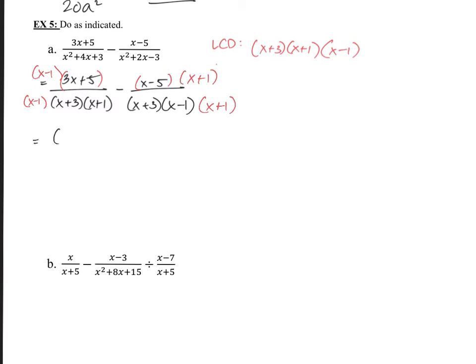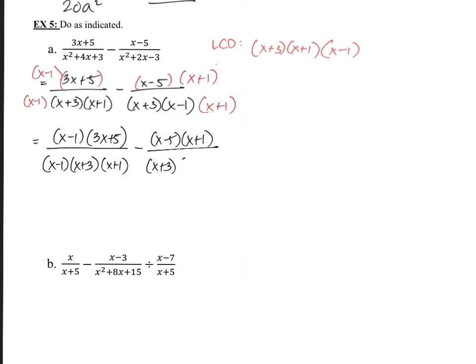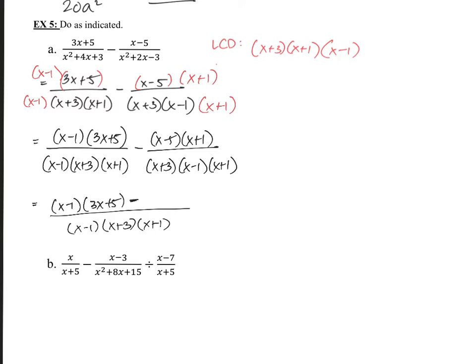Okay, let's go ahead and take a look at what we have. Whew, a lot of binomials. Alright, well the denominators are the same. Let's go ahead and subtract across the top. x minus 1, 3x plus 5, minus x minus 5, x plus 1.